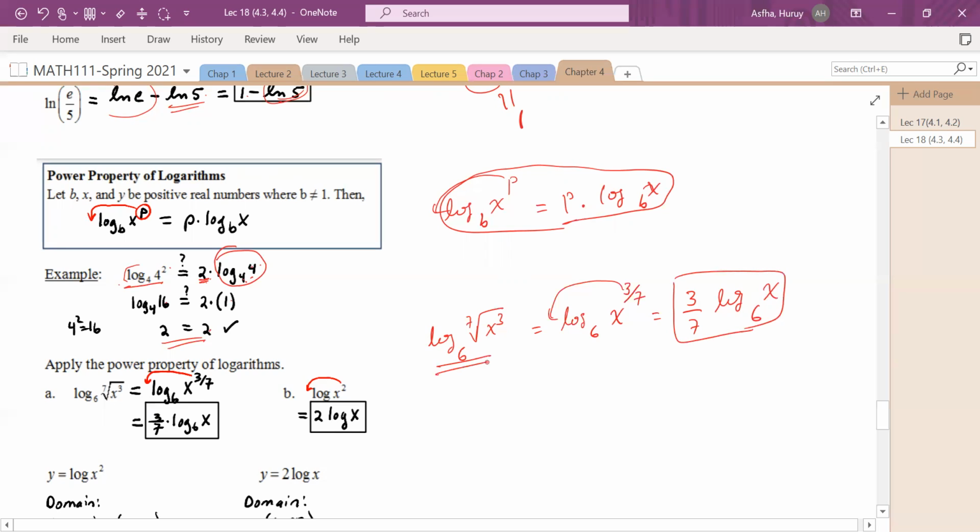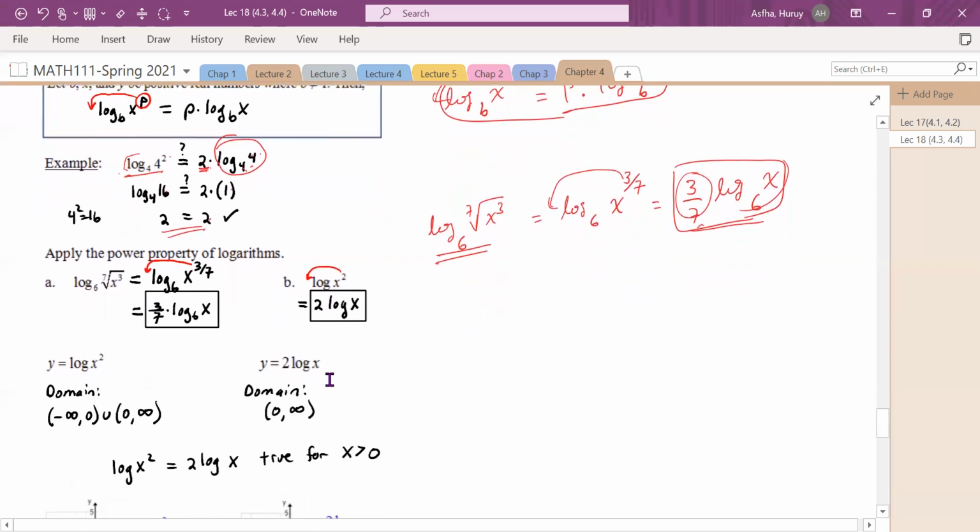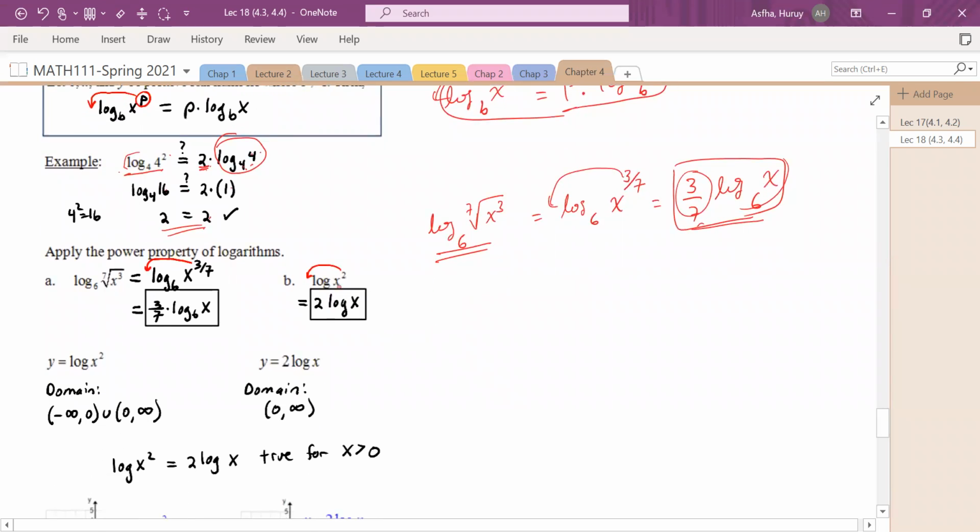So this is much simpler than the original, because this is just a coefficient. In this case, it was a 7th root, but now it's just a coefficient. And here we have log x base 6. And similar for this one, we can just rewrite it in this form. And yeah, for this one, we can write it in this form. Okay.